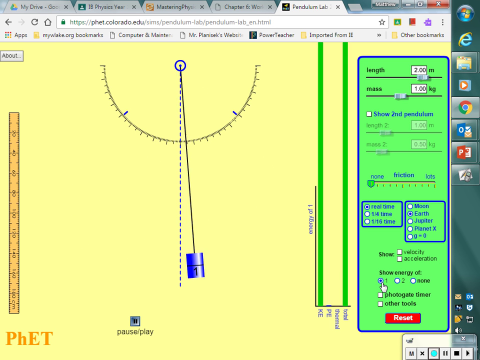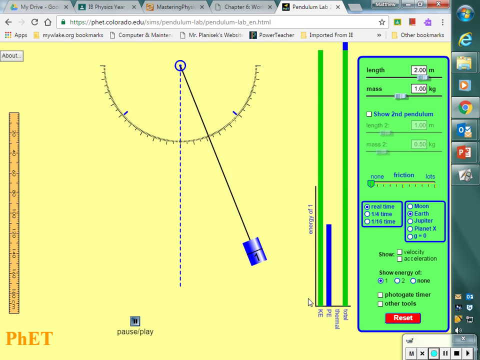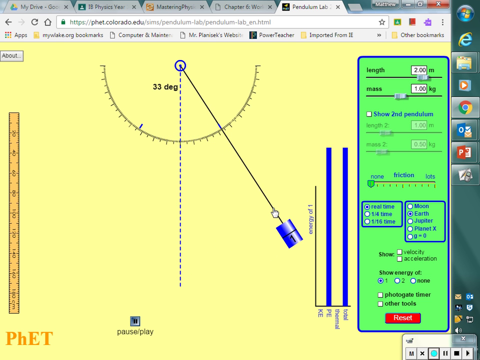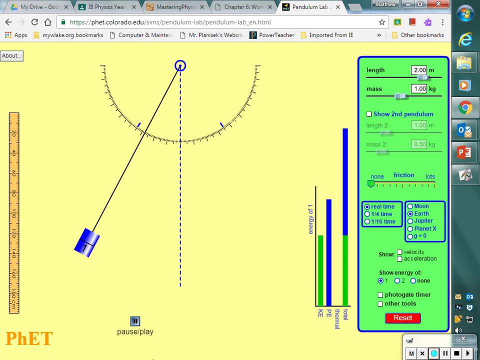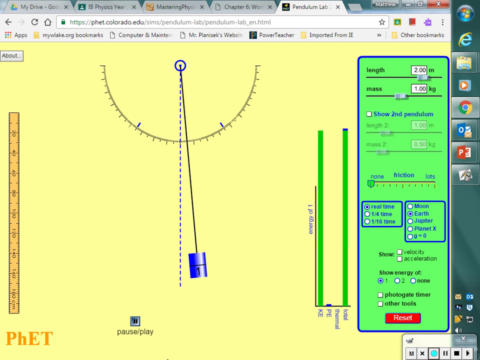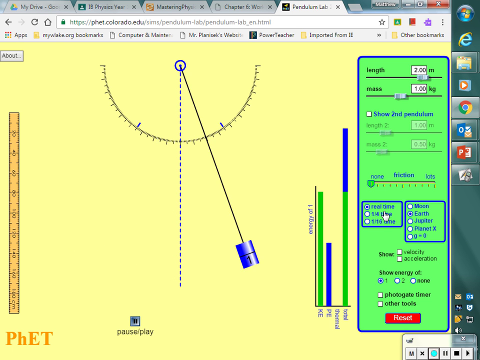Okay, let's see if I can modify this a little bit. I'm going to go here, and here. All right, we'll go 35 degrees. That'll work. I'm going to let it go, and we see this happening. Okay, it happens pretty quickly, so here I'm going to take us from real time to quarter time.